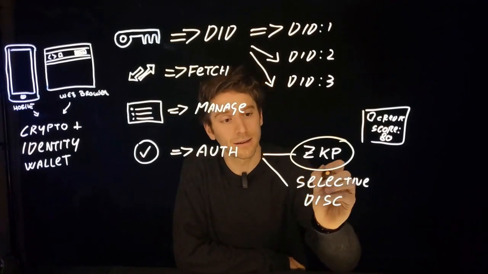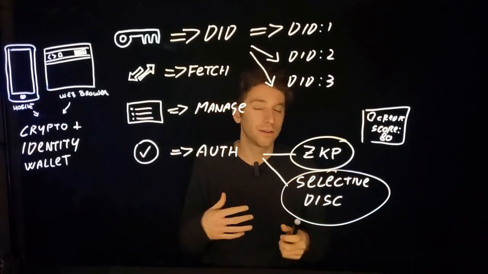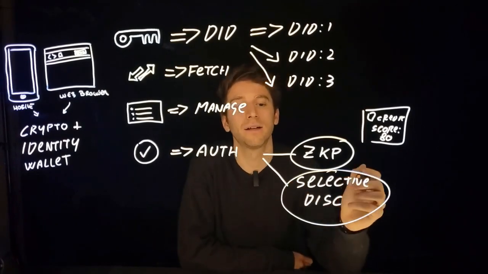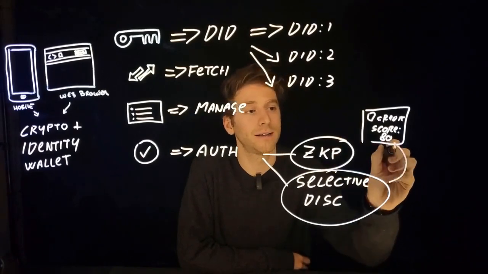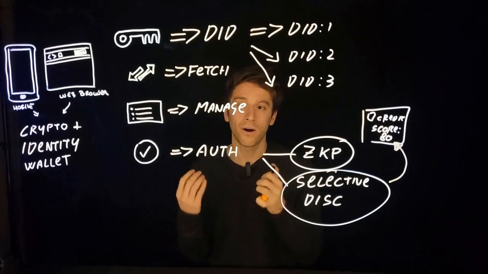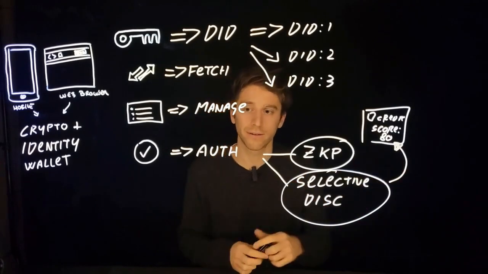Or in the other case, they might be asking you to show your credit score. They don't need the proof. They really want to know your credit score. And in this case, you can work with selective disclosure and only provide a single attribute of your credential. Selective disclosure also uses zero knowledge proof. So this is how you can share this information related to the credential with the verifier.